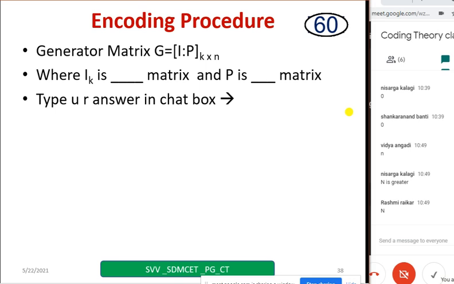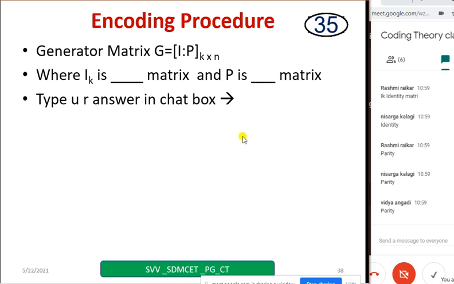Okay, now I want an answer from you. The generator matrix is given by the identity matrix followed by the parity matrix, where I k is called what and P is called what matrix? Just now I had told. I want 2 words from you in the chat box. If you have copied, well and good. Even if you are remembering, you can tell. Identity, very good. I k is the identity matrix. Everybody is telling. Very good. Nisarga is telling parity matrix is P, sir. Correct. So these are the 2 answers. Very good. All of you are active in the class.